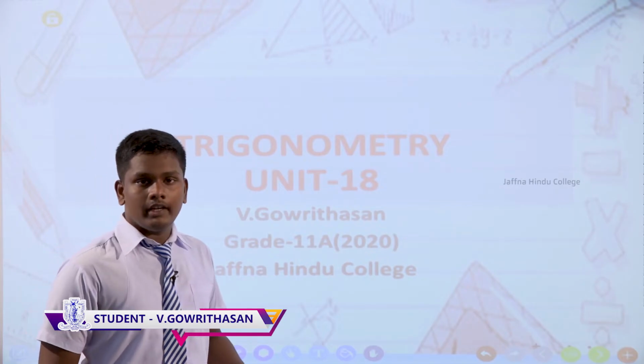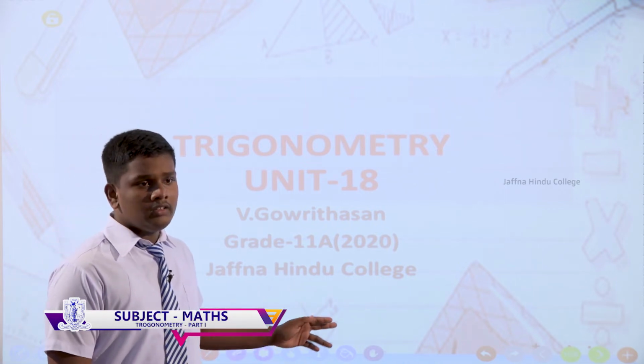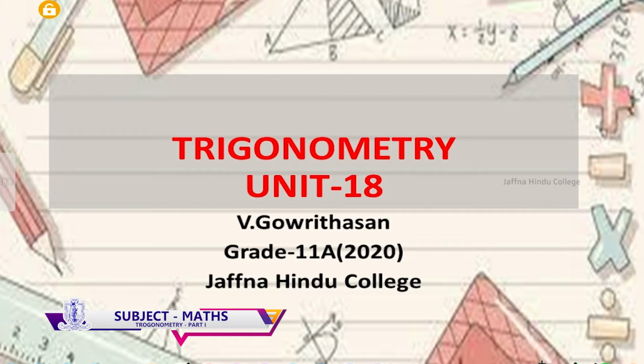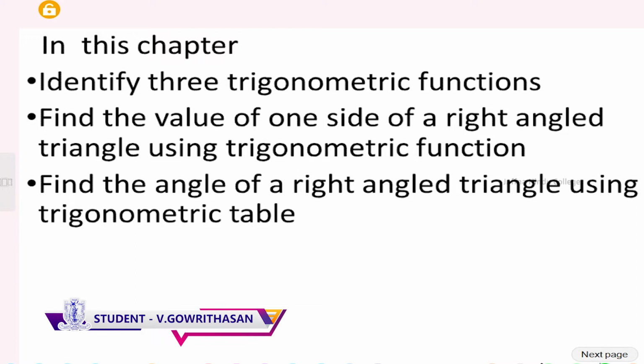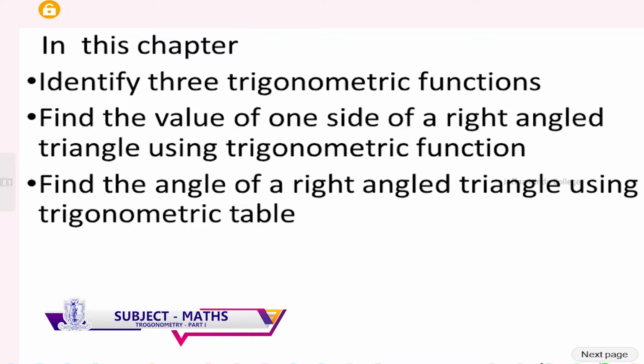So, what is trigonometry? Trigonometry is a branch of mathematics which describes the relationship between angles and sides of a triangle. In this chapter, we are going to learn about 3 trigonometric ratios, but there are 6 trigonometric ratios. Using them, we are going to find one side of a right angle triangle using trigonometric functions. Next, we find the angle of a right angle triangle using the trigonometric table.